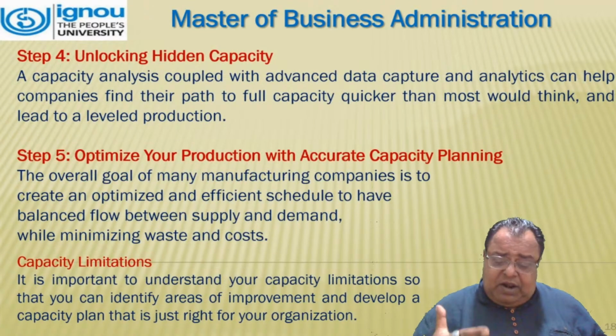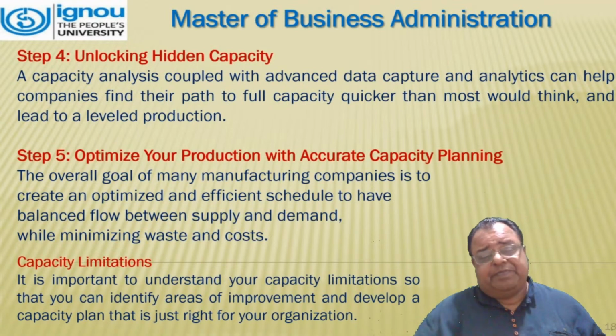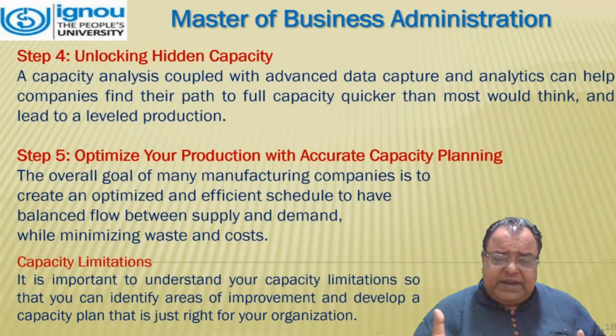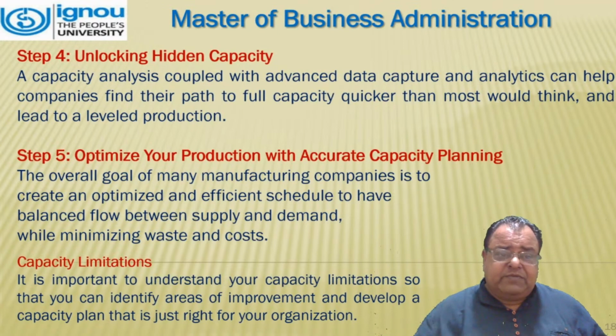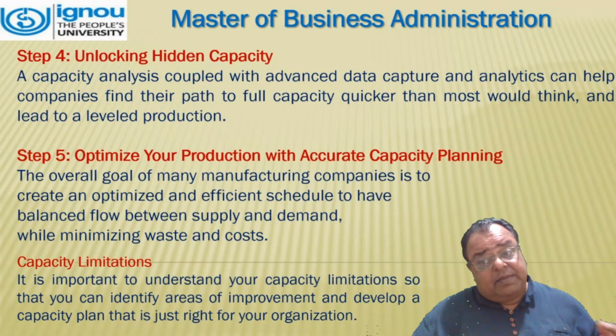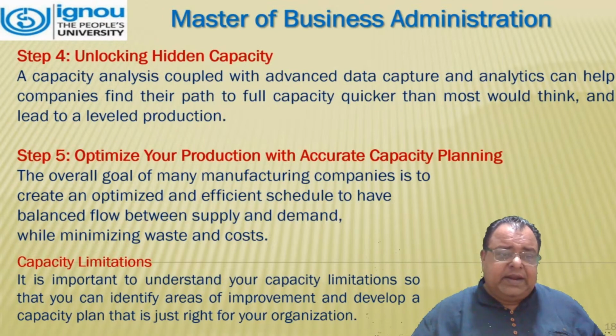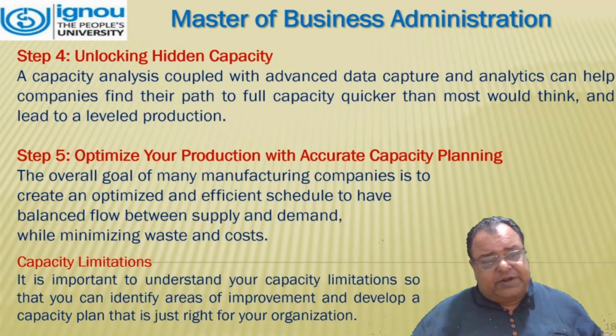Step 4 is unlocking hidden capacity. A capacity analysis coupled with advanced data capture and analytics can help companies find their path to full capacity quicker than most would think and lead to a leveled production.